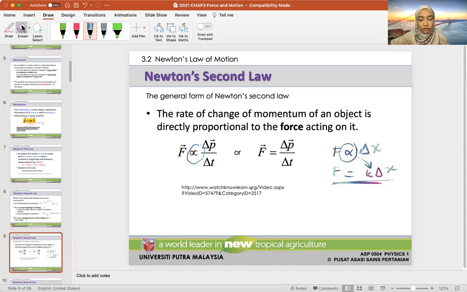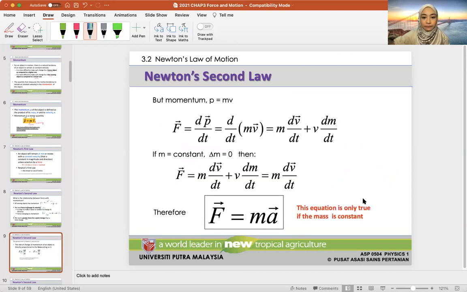Okay, I'm just introducing that to you guys. Nanti later on in other chapters when we talk about proportionality, it doesn't mean that that's the equation. It does not mean that it is the actual equation. Sometimes it can be, but most of the time it's not.